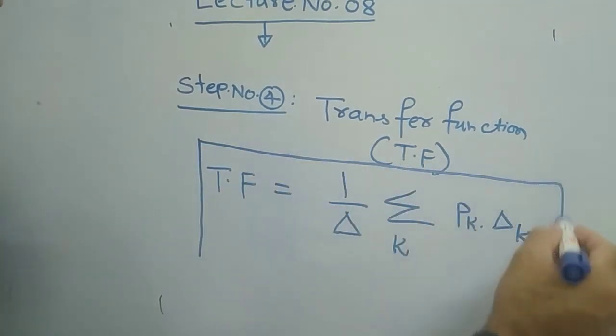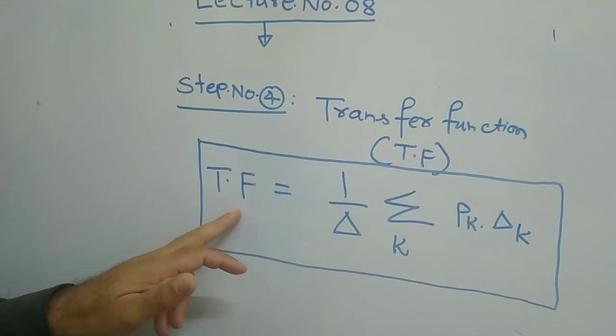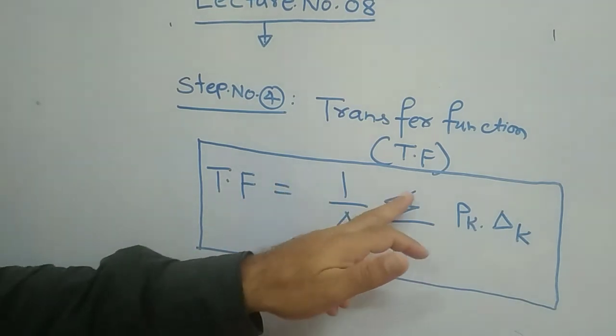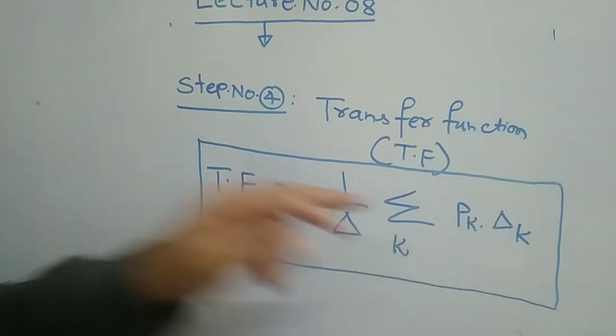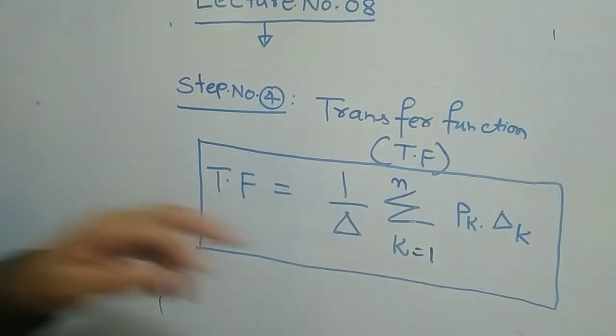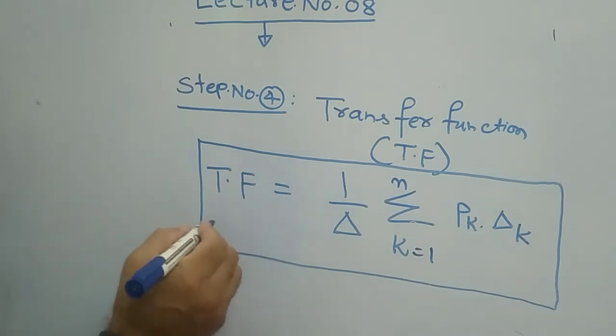As per the signal flow graph method, step number 4 describes this. TF, the transfer function of the given signal flow graph, is equal to 1 by delta sigma k, where k is equal to 1 to n, p suffix k delta suffix k. That is the formula. Most of the time this transfer function can also be called Mason's gain formula. Remember that.